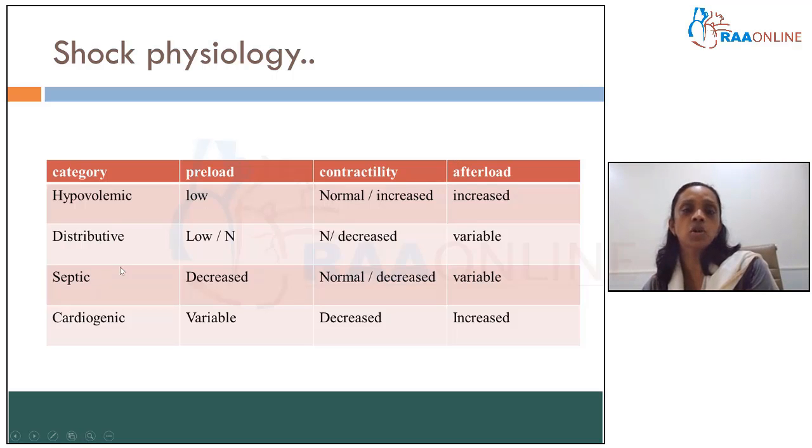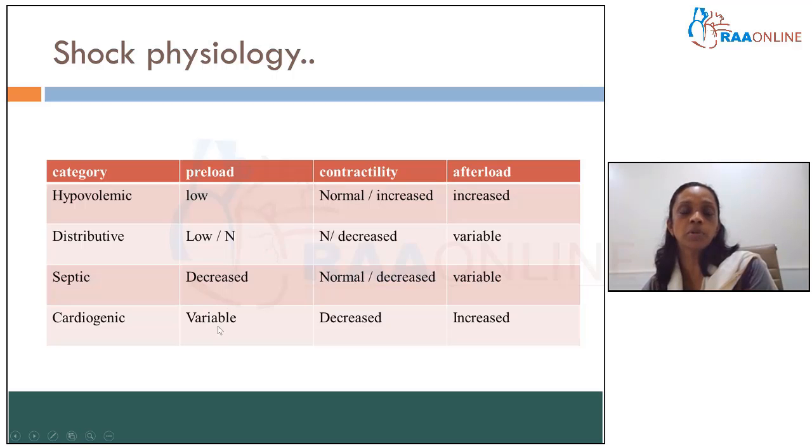Distributive and septic shock, in both of these, the preload may be decreased. The contractility may be normal or decreased depending on whether the sepsis has affected the myocardium or not. The afterload may usually be low. The SVR is low, and that is why in these two types of shock, we have this warm shock where the pulse volume is bounding, the pulse pressure is wide. So usually the afterload is low, or the systemic vascular resistance is low, and after a certain amount of time, it may increase.